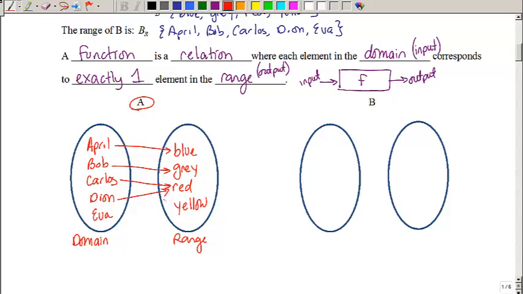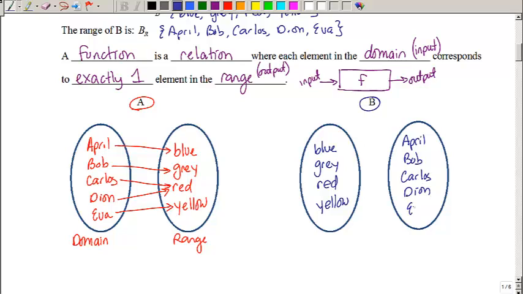So Carlos and Dion are both being mapped to red, whereas Ava has a yellow shirt on. Let's look at our B set. In the domain of my B set, I have blue, gray, red, and yellow. In my range, I have April, Bob, Carlos, Dion, and Ava. And then we will map our correspondence.